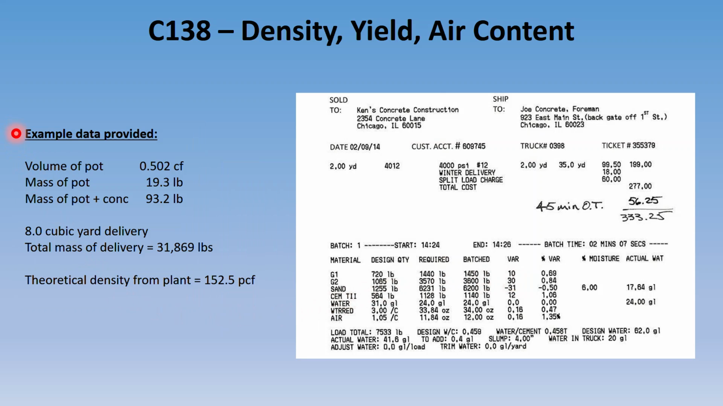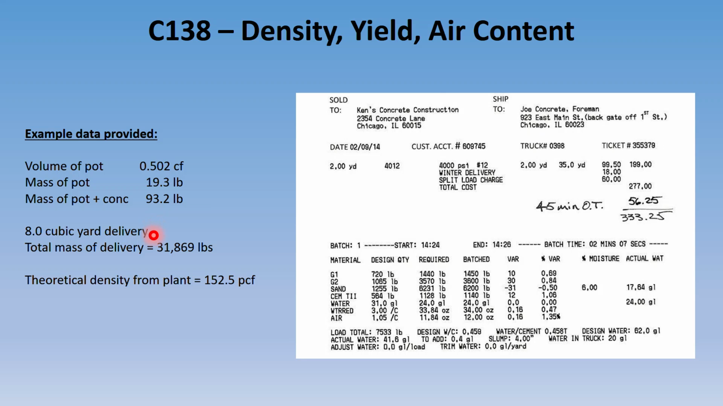And we're going to say that the volume of the pot being used is one of the larger ones, a half, basically 0.502 cubic feet. And remember, this is probably a half of a cubic foot pot, but you do calibrate these pots to determine what the actual exact volume is using water, right? A material of known density. So that was measured to be 0.502 cubic feet. The mass of that pot was weighed to be 19.3 pounds. And then in the density preparation, the mass of the pot plus the concrete equals 93.2 pounds.